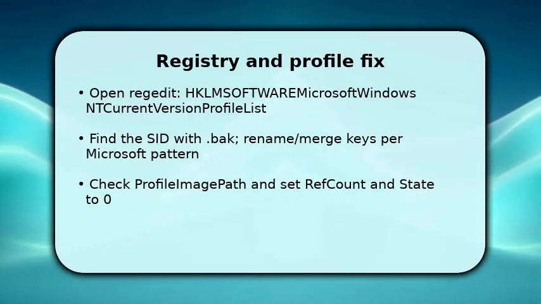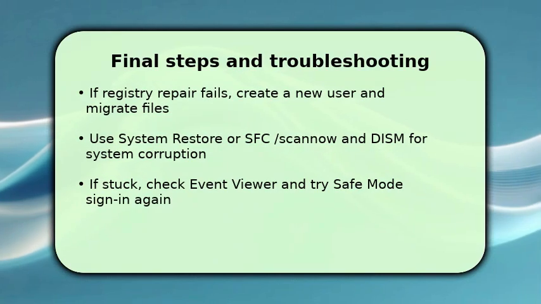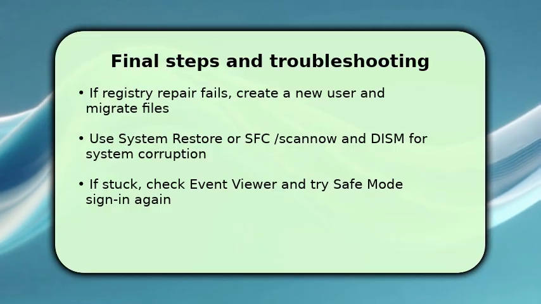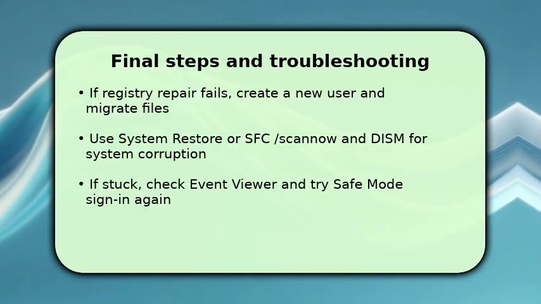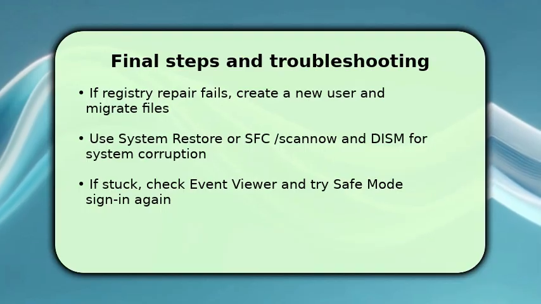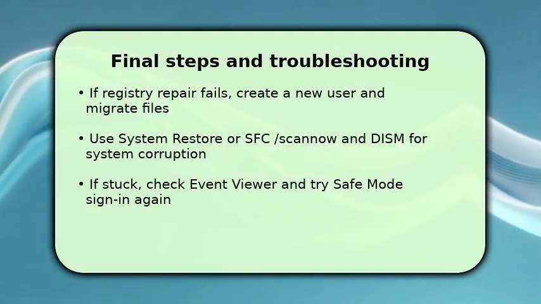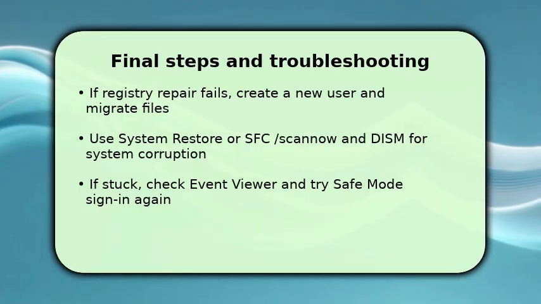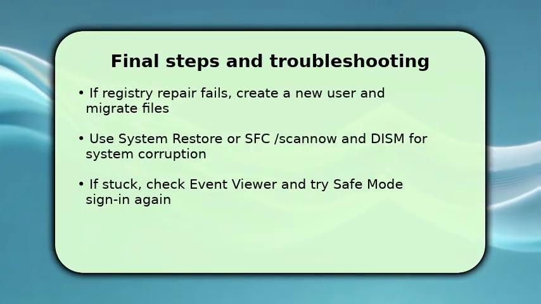Then copy documents, desktop, and AppData subfolders from the old profile into the new one, preserving permissions. If the problem looks system-wide, run System Restore to a prior point, then sfc /scannow and DISM to repair corrupt system files. If you still can't sign in, open Event Viewer to inspect User Profile Service.